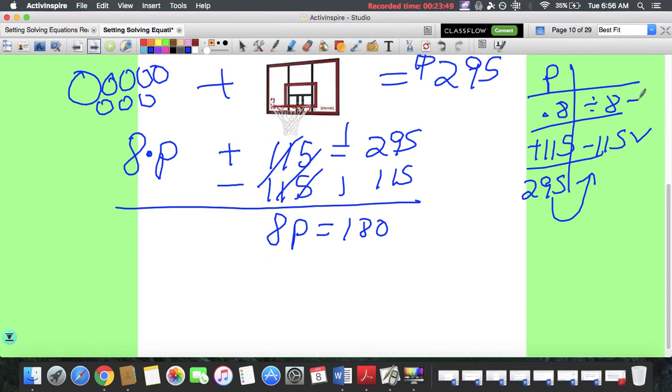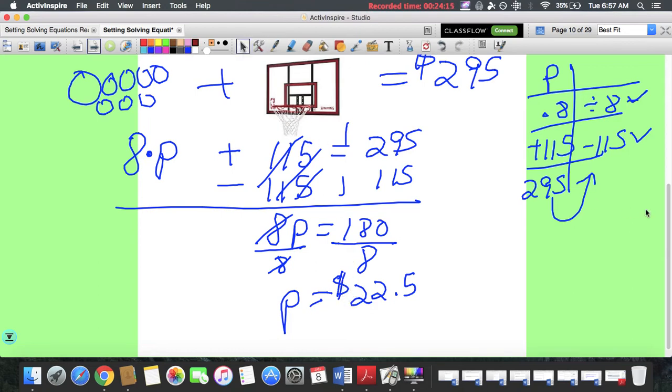I did this, now I have to divide by 8. So divide by 8, divide by 8. 8 divided by 8 is 1, so this one cross out. I get P. And, Alexa, what's 180 divided by 8? 180 divided by 8 equals 22.5. $22.50. So the price of one basketball is $22.50.